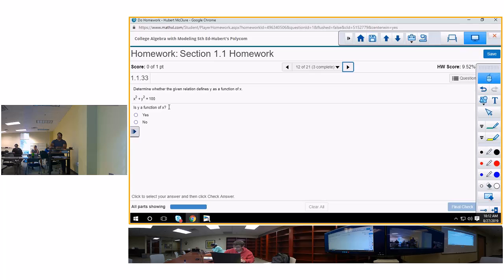Okay, this one, you know it's not a function because that is the basic form of a what? Circle. Good, you remember that. Good. Write that down. Anytime you've got x squared and y squared, that's a circle, so it's not a function.